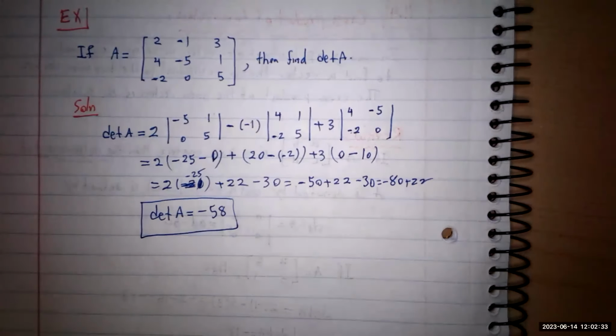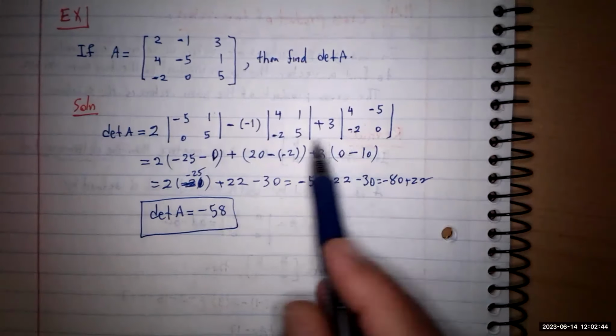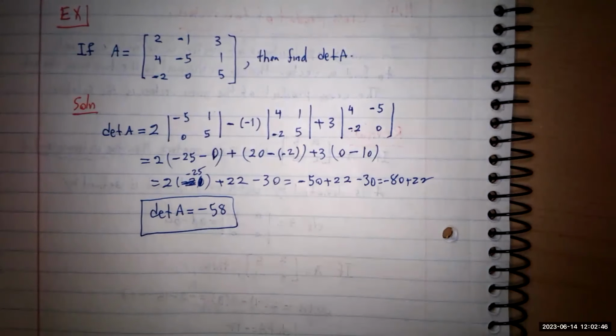Okay, so this is how we're going to find the determinant of a 3 by 3 matrix. And in practice, really we do it quickly, and you don't even have to write this. You can get the numbers right away.